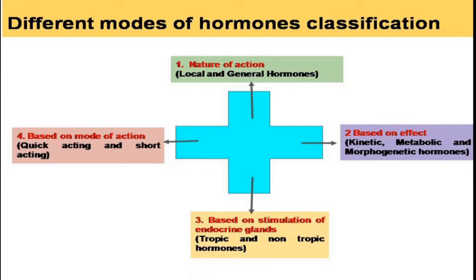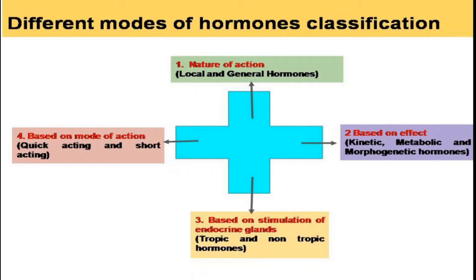First is based on nature of action. They are divided into local and general hormones. Local hormones have specific local effects by paracrine secretion. An example is testosterone. On the other hand, general hormones are transported by circulation to the distal target organ or tissue. Examples are insulin and thyroid hormones, etc.